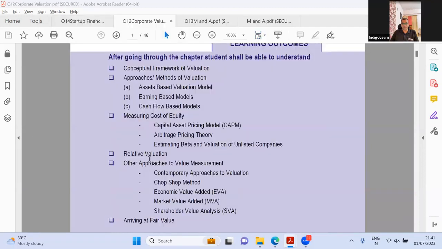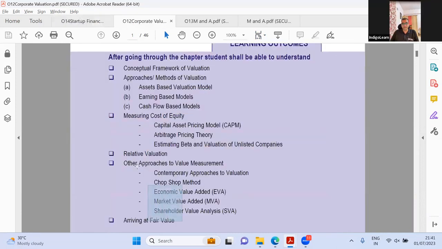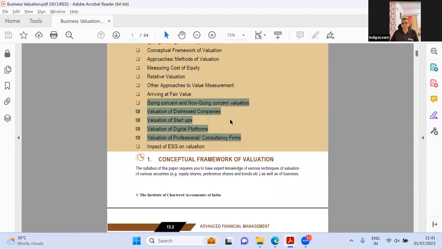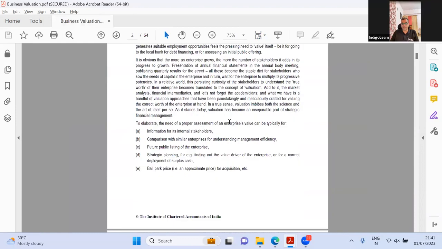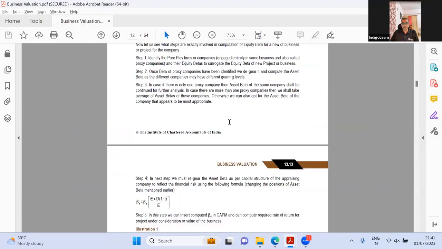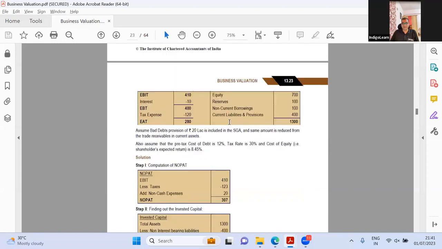So here, this is where they have made changes. Going concern and non-going concern, distressed companies, startups, digital platforms, professional consultancy firms. Those are good stuff, and impact of ESG, by the way. This is also a good one. Arriving at fair value, till here is what they had in the old syllabus. Now in the new syllabus, they've added this extra stuff. Let us directly go there because I don't think they would have done anything different in other topics. Valuation of going concern and non-going concern is again pretty much theoretical.